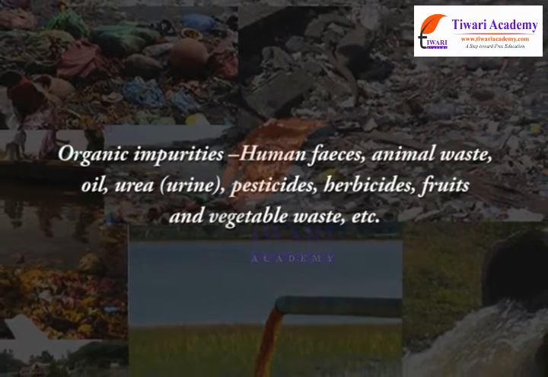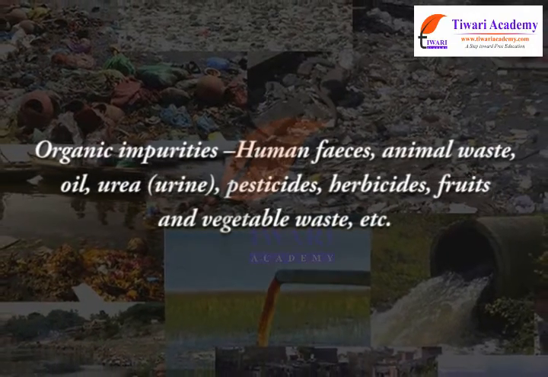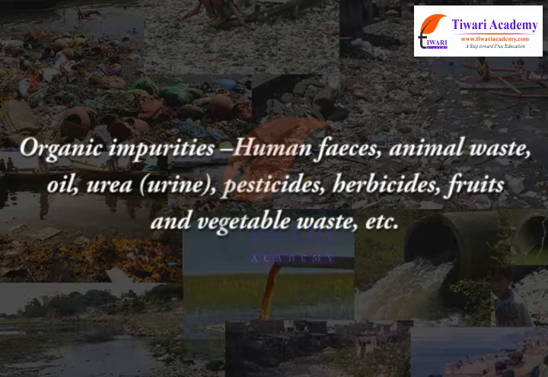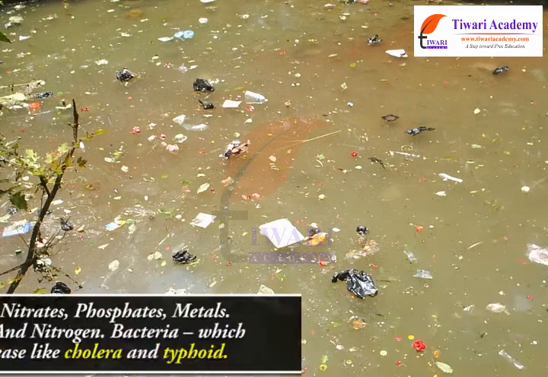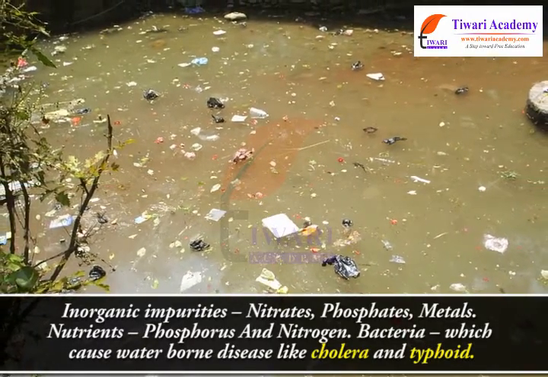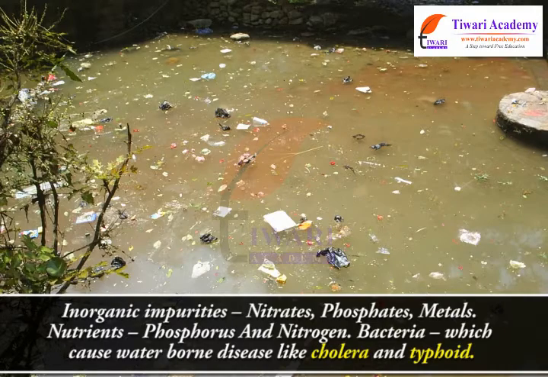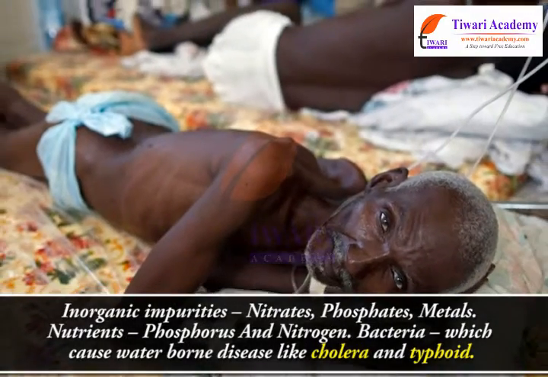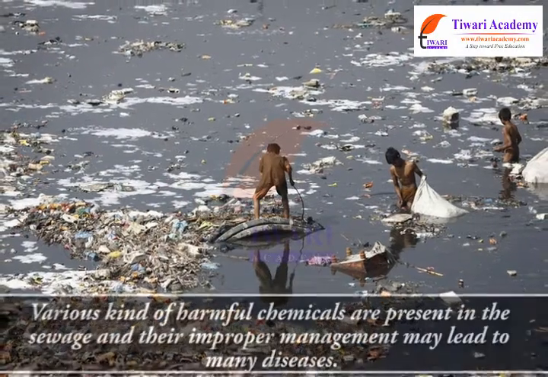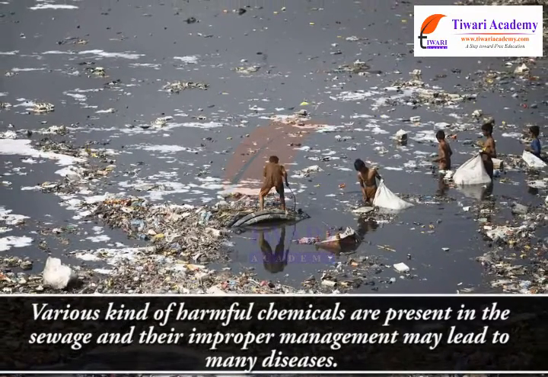Organic impurities: human feces, animal waste, oil, urea, urine, pesticides, herbicides, fruit and vegetable waste, etc. Inorganic impurities: nitrates, phosphates, metals, nutrients, phosphorus and nitrogen, and bacteria which cause waterborne diseases like cholera and typhoid. Various kinds of harmful chemicals are present in the sewage, and their improper management may lead to many diseases.